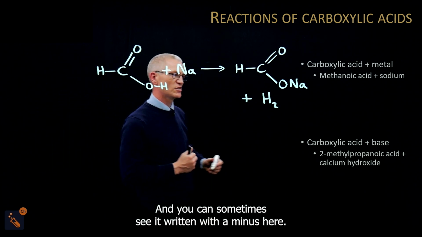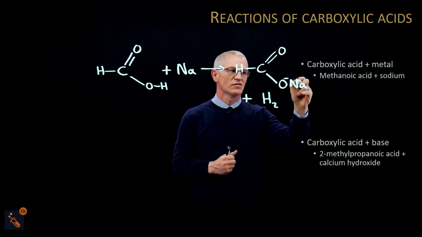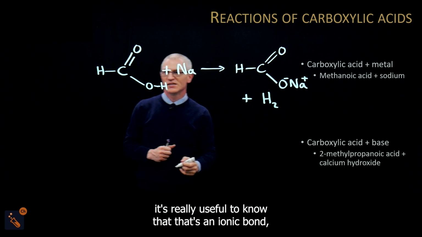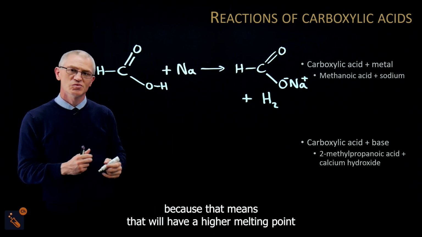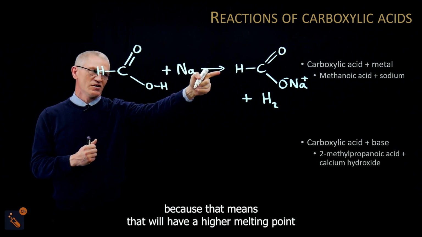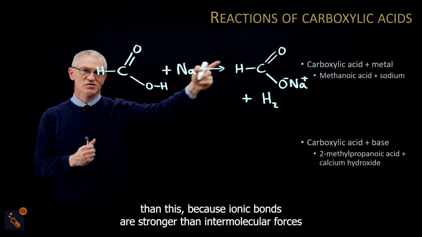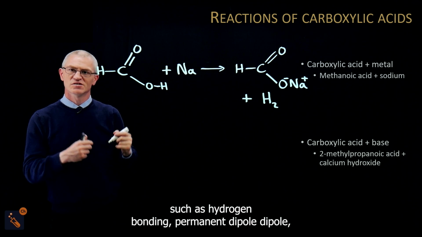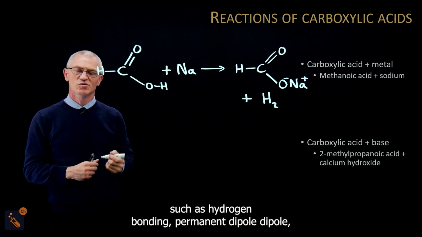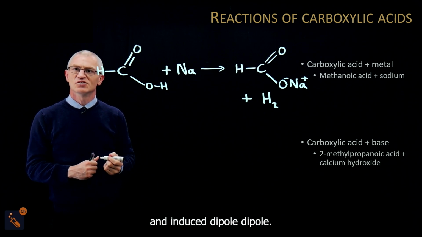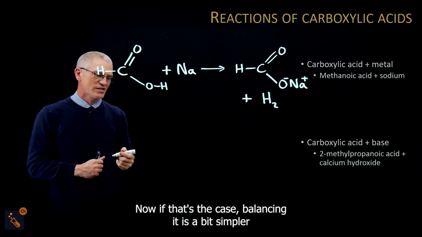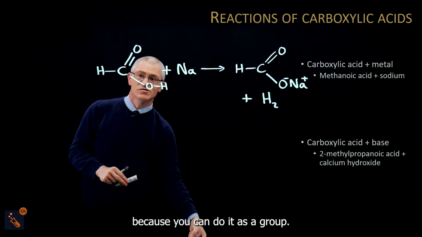Now you can sometimes see it written with a minus here and a plus here, because this is an ionic bond. And it's really useful to know that that's an ionic bond, because that means it will have a higher melting point than this, because ionic bonds are stronger than intermolecular forces such as hydrogen bonding, permanent dipole-dipole, and induced dipole-dipole.